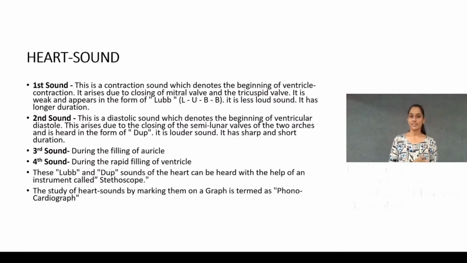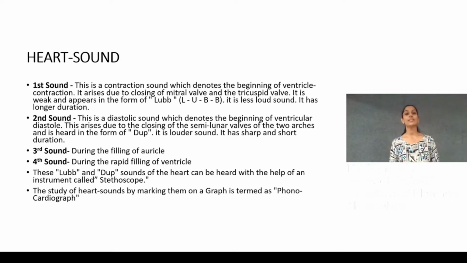Next, that is heart sound. The first sound is a contraction sound which denotes the beginning of ventricular contraction. It appears due to closing of the mitral valve and tricuspid valve. It is weak and appears in the form of lup. It is a less loud sound. It has longer duration.